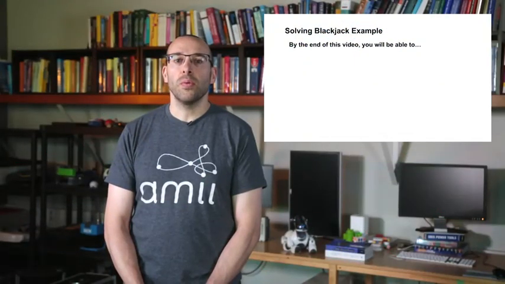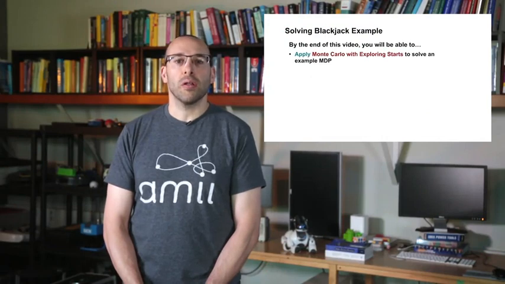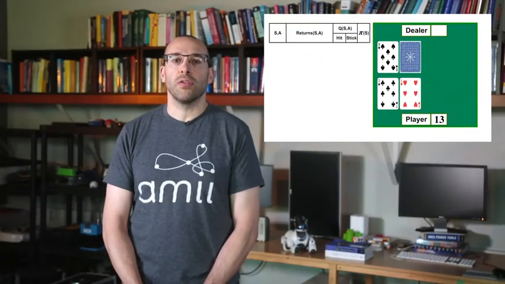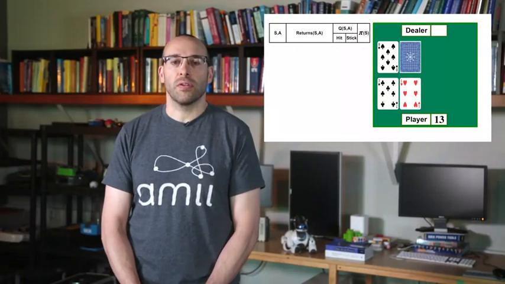Now that we have a generalized policy iteration algorithm for Monte Carlo control, let's use it in an example and see how it works. By the end of this video, you'll be able to apply Monte Carlo with exploring starts to solve an example MDP. Let's learn a policy. We will train our agent to play Blackjack using Monte Carlo with exploring starts.